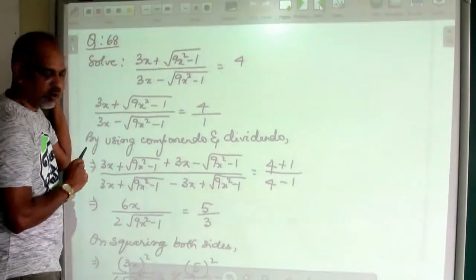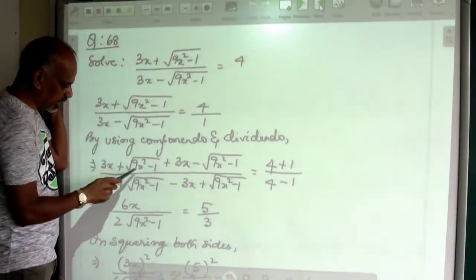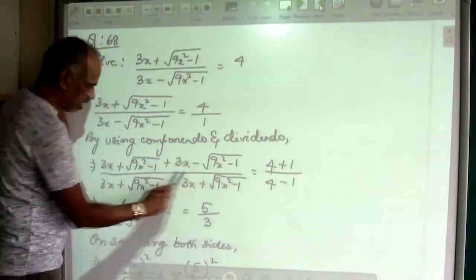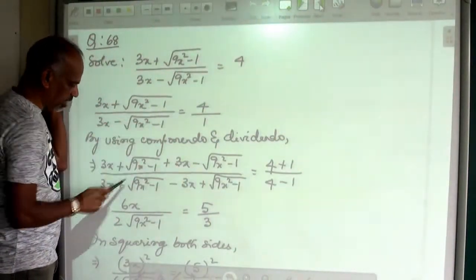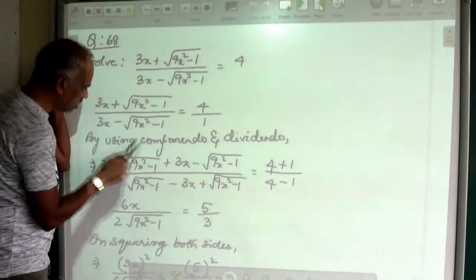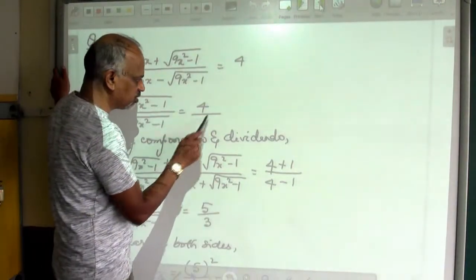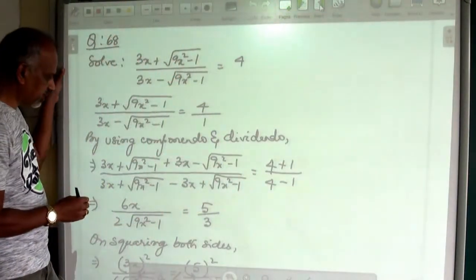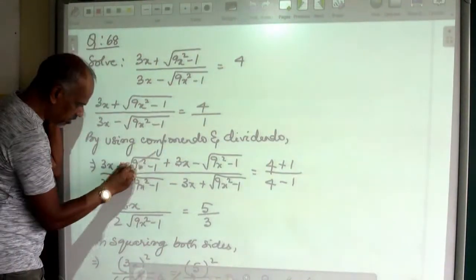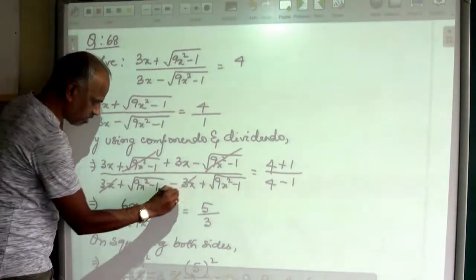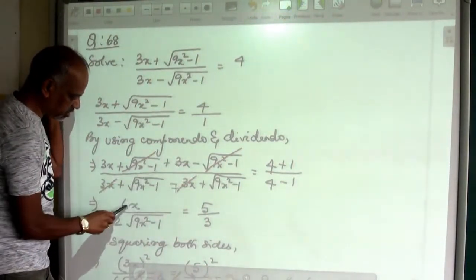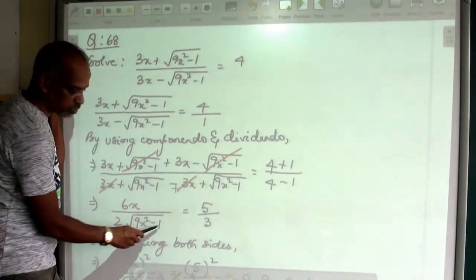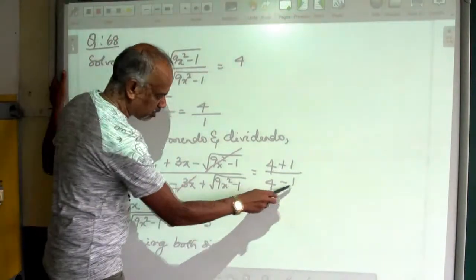So if you use componendo and dividendo on this, that will be 3x plus root over 9x squared minus 1, that is here, plus this one, that's plus 3x minus root over 9x squared minus 1, divided by this again, that is 3x plus root over 9x squared minus 1, minus this one, that's minus 3x, this becomes plus root over 9x squared minus 1, is equal to, do the same thing this side, 4 plus 1 divided by 4 minus 1. And then see what you can cancel. This term and this term gets cancelled. In the denominator 3x and minus 3x gets cancelled. So you are left with 3x plus 3x, which is 6x, by root over 9x squared minus 1 plus root over 9x squared minus 1 gives you 2 times root over 9x squared minus 1 is equal to 4 plus 1 is 5 and 4 minus 1 is 3.